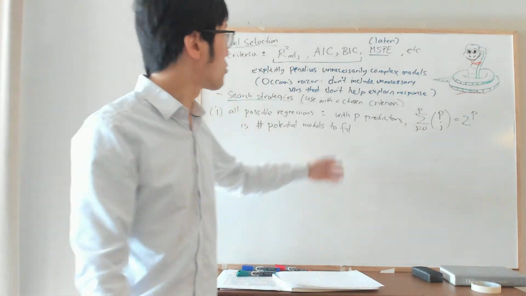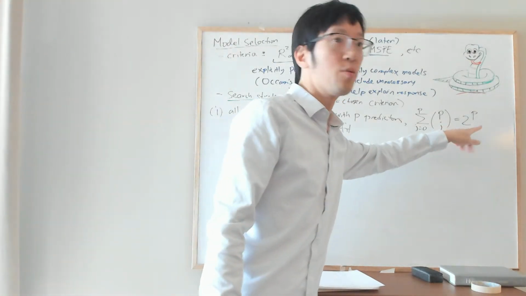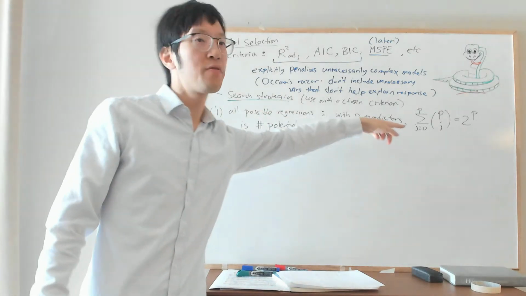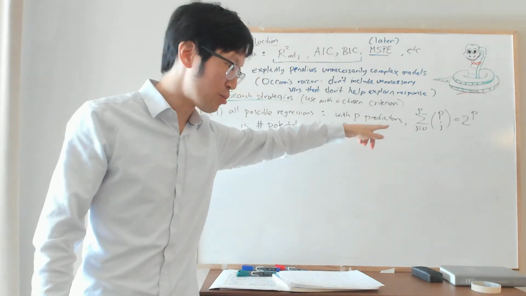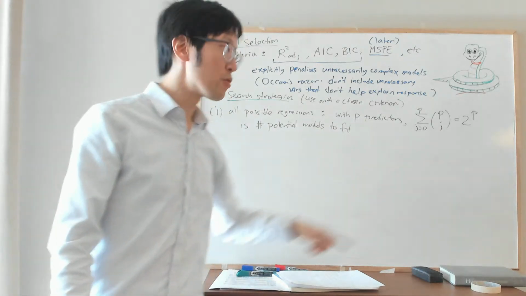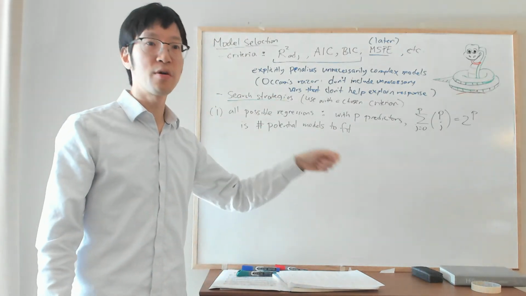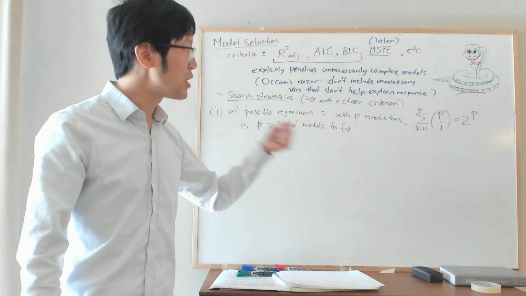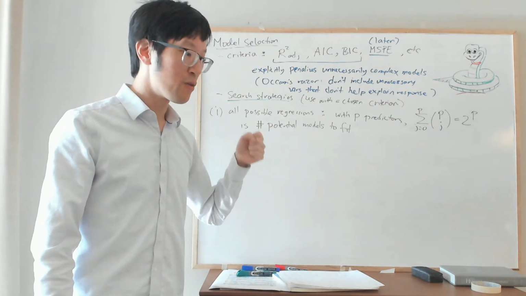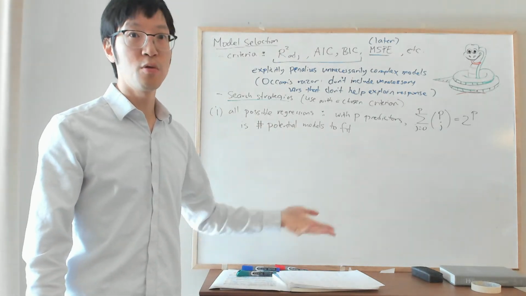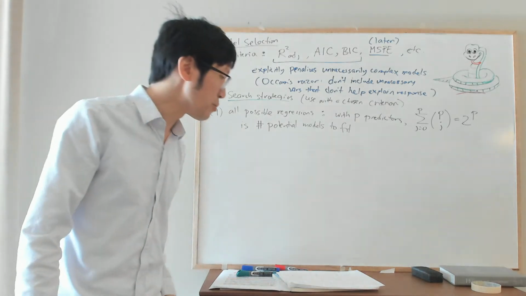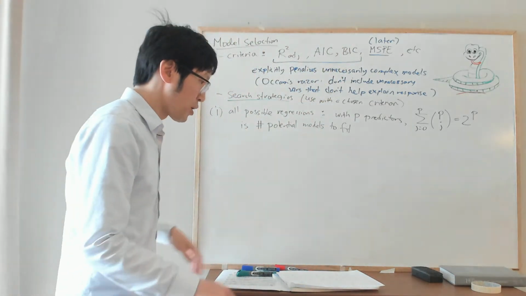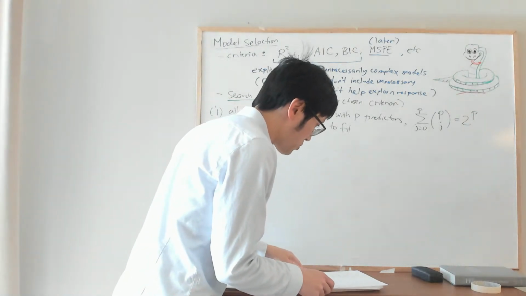Another way to think of this number 2 to the P is from a purely combinatorics point of view. Since you have P predictors, each predictor can either be in the model or not in the model, right? So two choices, in or out. For each of the P predictors, each of them can be in or out, so you have 2 times 2 times 2 up to P times. That's another way of seeing that indeed there are 2 to the P possible models to fit.